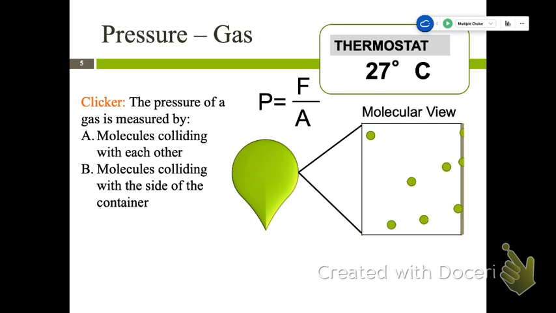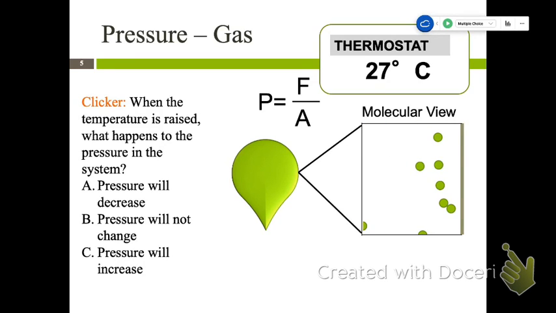So if we have that as our definition of pressure, then what happens to the pressure when the temperature is raised? I'm going to change my simulation over here in a second to raise the temperature. But first I want you to answer, based on just what you know, what's going to happen to the pressure. If it helps, think about the definition we just made of what pressure is. Try to explain it to your neighbor based off of the definition we just had for pressure.